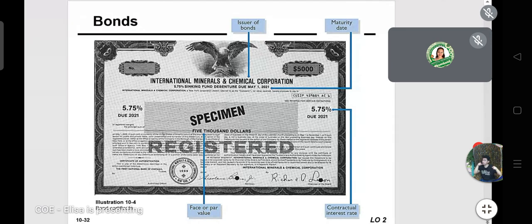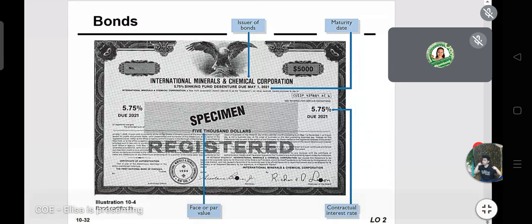So 2021, that's the maturity date, and then this is the 5.75, that's the contractual interest rate. And then this is the face or the par value of the bond. So meaning for every certificate, it is valued at $5,000. Okay, and then all you have here are the fine prints.